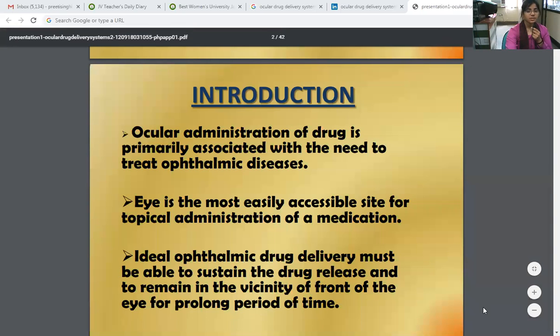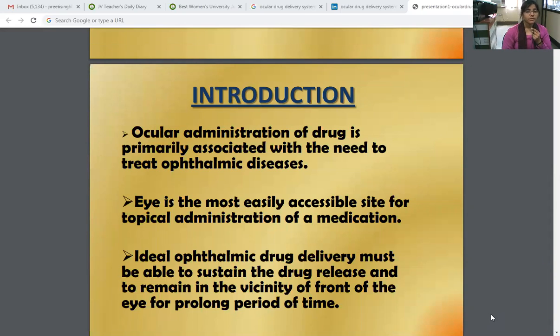Today, I will discuss the topic of ocular drug delivery system. This system is very important for the Novel Drug Delivery System subject for the B.Pharm 7th semester. Now we come to the introduction. Ocular administration of drug is primarily associated with the need to treat ophthalmic disease. The eye is the most easily accessible site for topical administration of a medication.